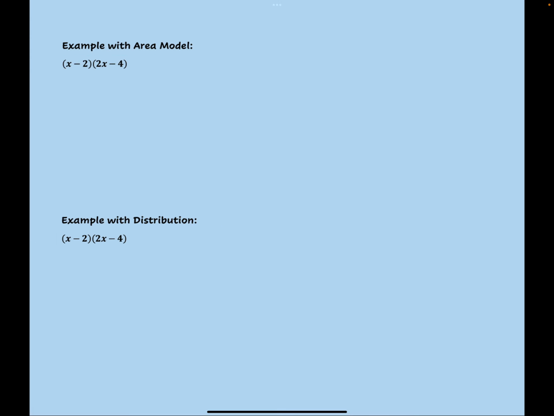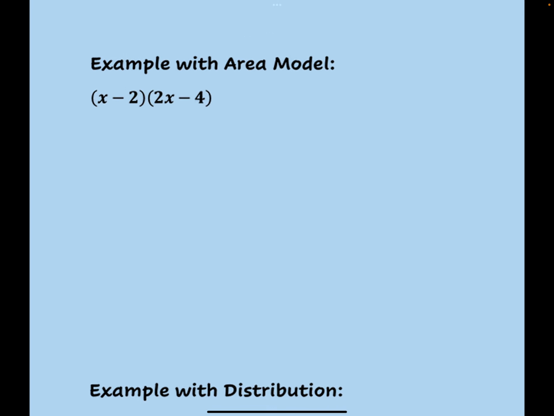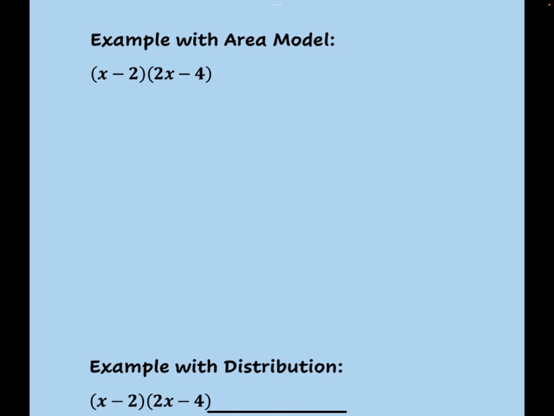All right, this one here, I've written the example 2 times, the same one, because I'm going to show you how we did this with 2 different methods. I'm going to show you how we did it in class with the area model, and then what we talked about with distribution. Okay, so same problem, you'll see it 2 different ways, and you'll see the answer comes out exactly the same. So with the area model, I have a binomial times a binomial. A bicycle has 2 wheels. A binomial polynomial has 2 terms.